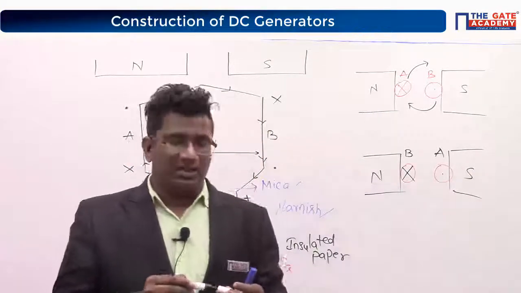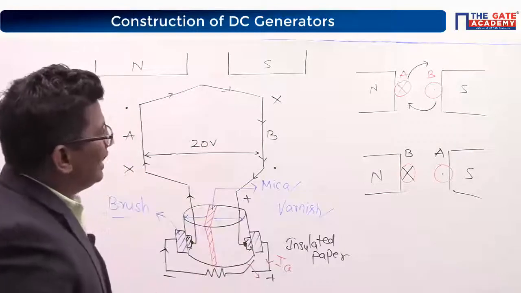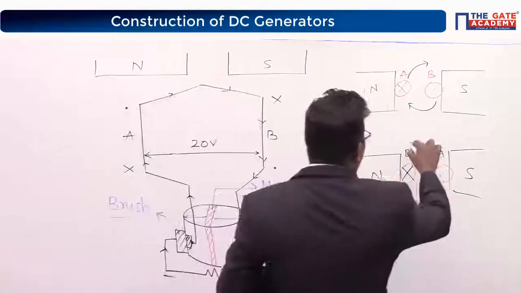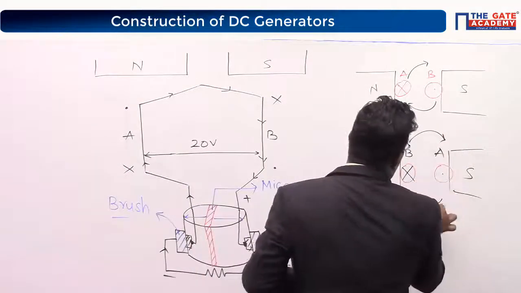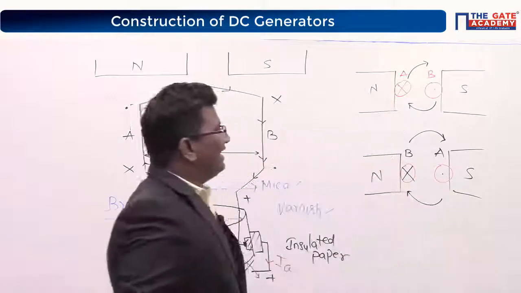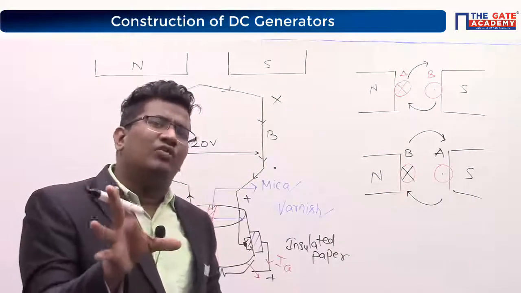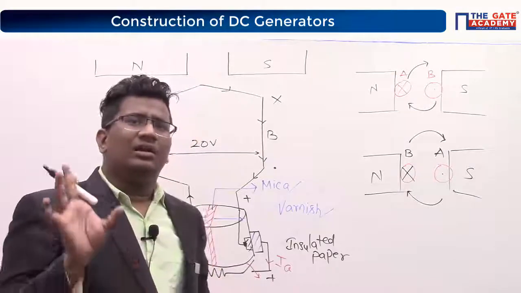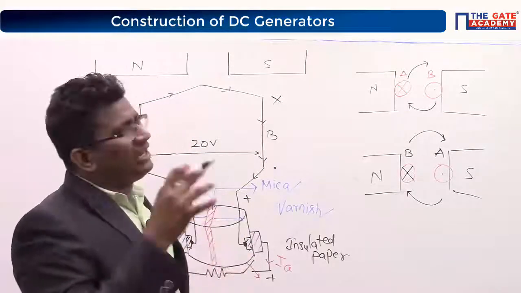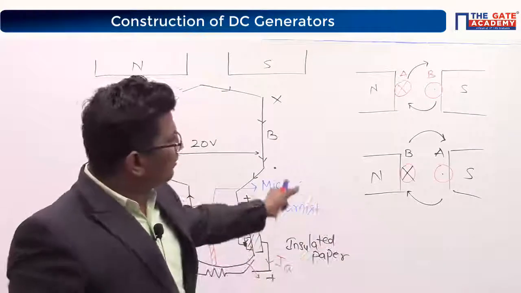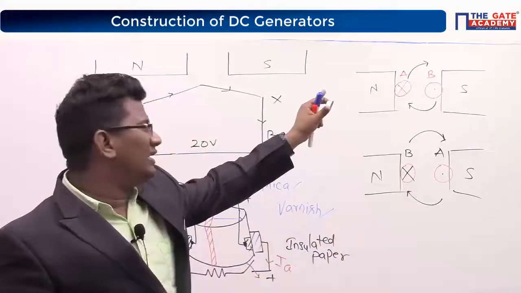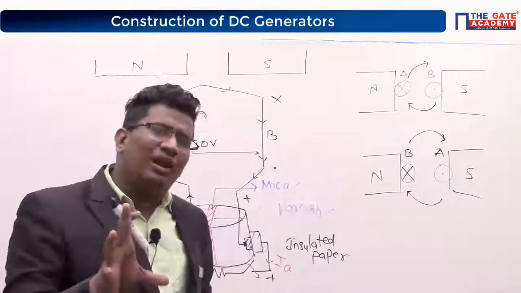Can I say that? Now you tell me, again after 180 degree revolution. Tell me, is there any change in the polarity of induced voltages in the coil? After again 180 degree revolution also. After this again 180 degree, you will get AB. After 180 degree, you will get BA. Is there any change in polarity?